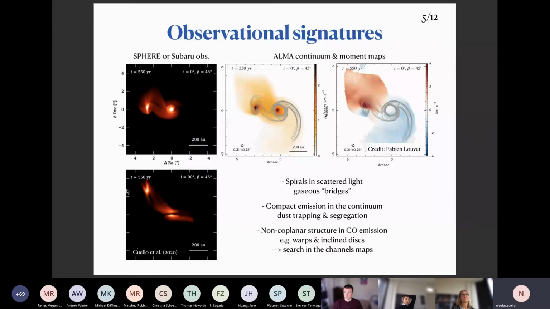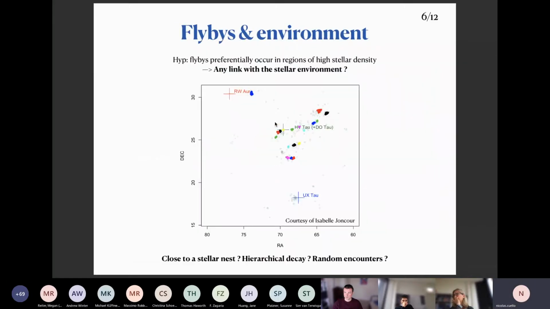And what we can notice is that there are mainly 3 things. You have spirals in scattered light that can be interpreted as gaseous bridges. Then we have the compact emission in the continuum compared to the gas. And then we also have non-coplanar structure in the CO emission lines, like warps and inclined disks. And we can see this in the individual channel maps. This is very interesting. But we need to put the flybys in the context of the environment.